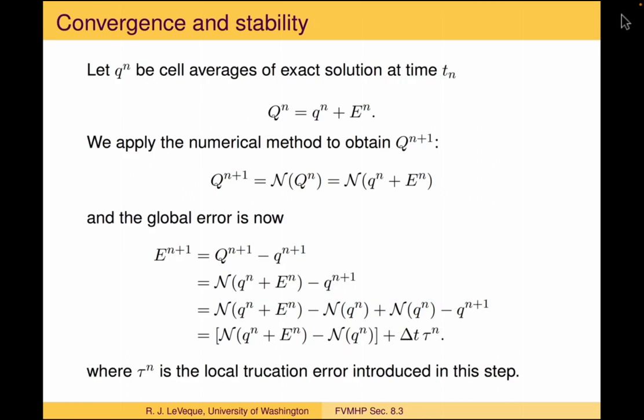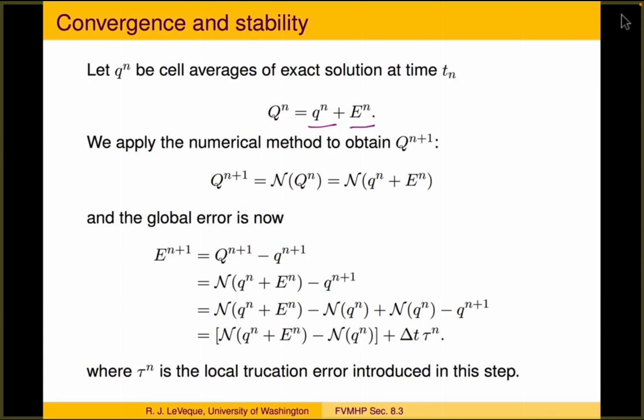So let's step back for a moment and briefly review the relation between stability and convergence more generally. If we let little q^n be the cell averages of the exact solution at some time t_n and capital Q^n be the numerical approximations we're computing, then we can look at the numerical approximation as being the exact values plus some error in each cell. And this would be what we call the global error, E^n, at time n.